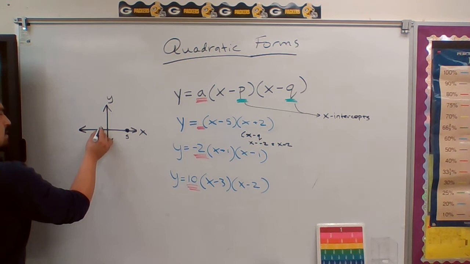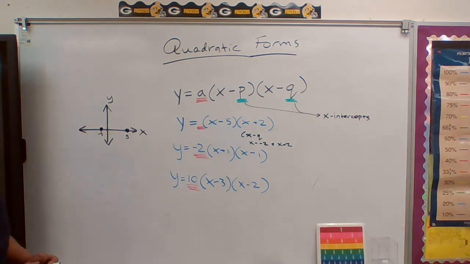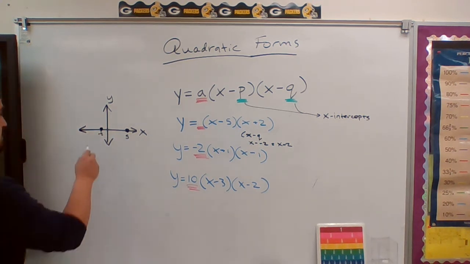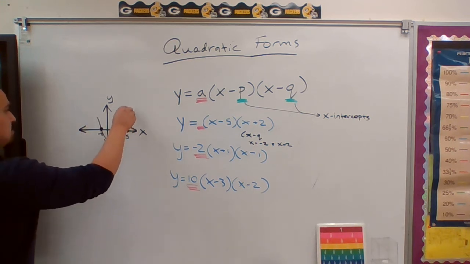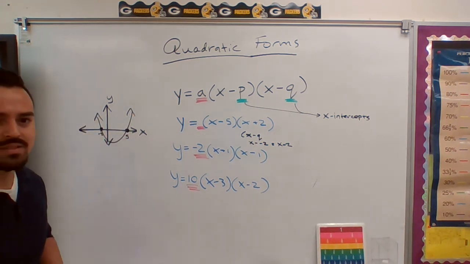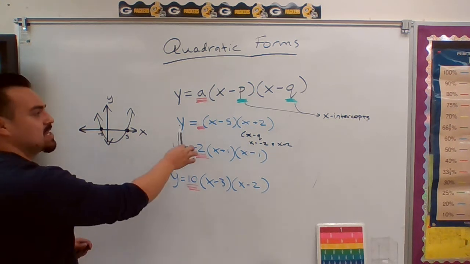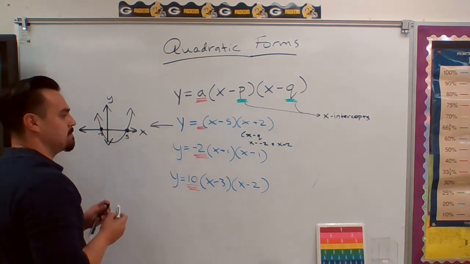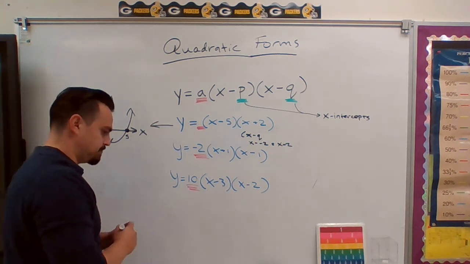Negative 2 right there. And we know that it's positively sloped. So it might look something like that. Goes through those 2 points. That's what x-intercept form tells us there. Let's look at the next one.